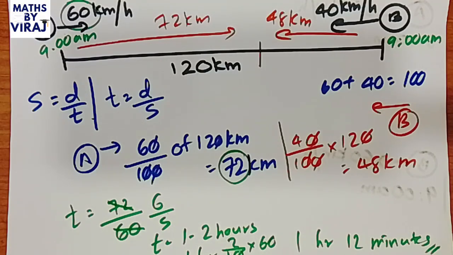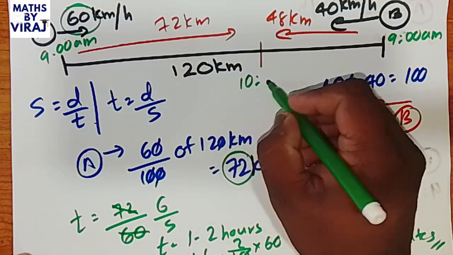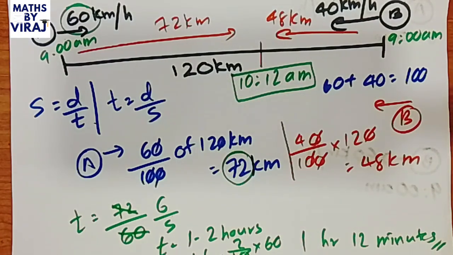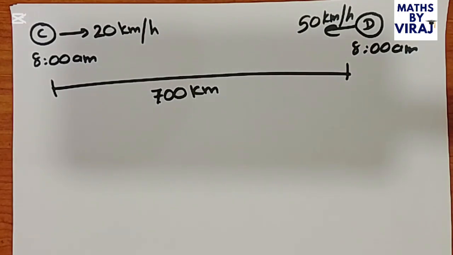Therefore, the time we have calculated after starting the journey, they meet each other at 1 hour and 12 minutes later, which is at 10:12 a.m. They both meet at 10:12 a.m. So this is a very easy sum. Now, if you look at this again, the speeds are given so that the calculations are a bit easy.